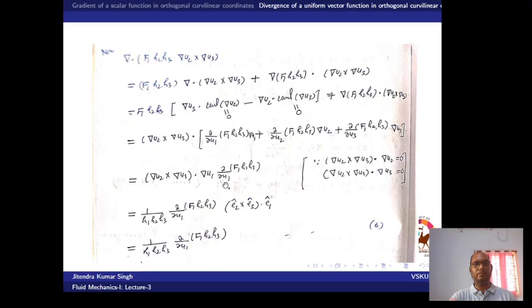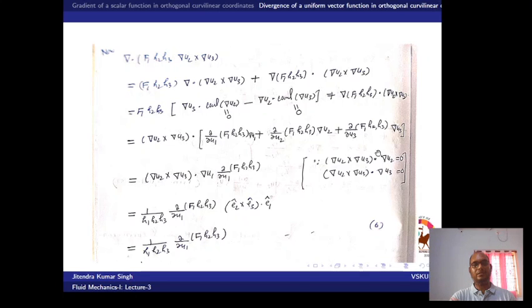So grad u1 dou by dou u1 of f1 h2 h3, plus in the same way you can write grad u2 cross grad u3 dot grad u2 into dou by dou u2 of f1 h2 h3, plus grad u2 cross grad u3 dot grad u3 dou by dou u3 of f1 h2 h3. But the last two terms will be 0 by the property of the scalar triple product, grad u2 cross grad u3 dot grad u2.